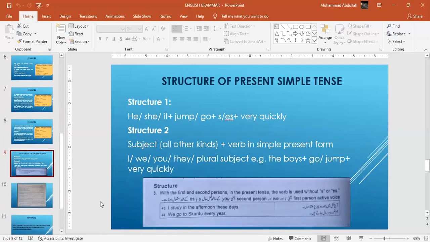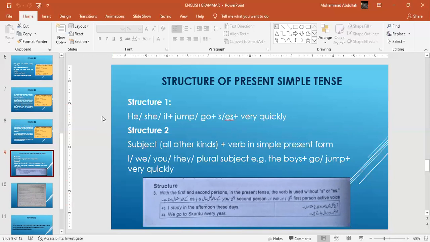Now let's discuss the structure of present simple tense. To conclude the whole thing which we have been discussing so far, we have come to the conclusion that two types of structures are used in present simple tense. Structure 1 says that if the subject is he, she, or it, right? Or any other singular, it can be pronoun or noun. The train, David, Ali, so forth.